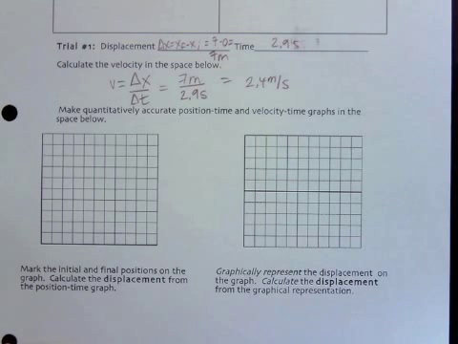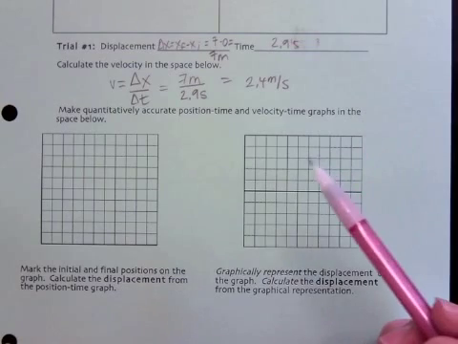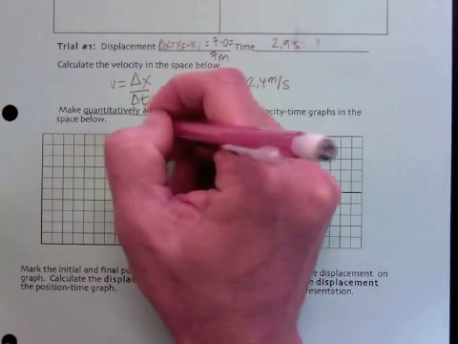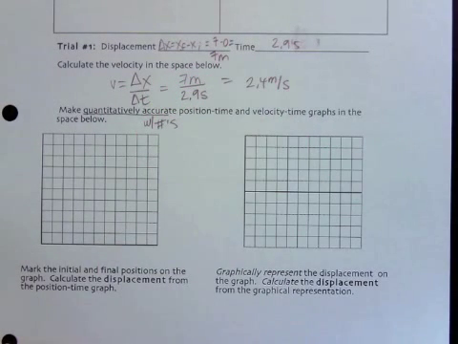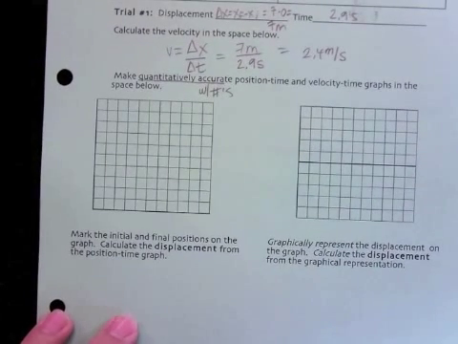Next, it says make quantitatively accurate. What does quantitatively accurate mean? It means with numbers. It's not general trends, steeper, shallower, horizontal for constant velocity. These are with the real numbers.